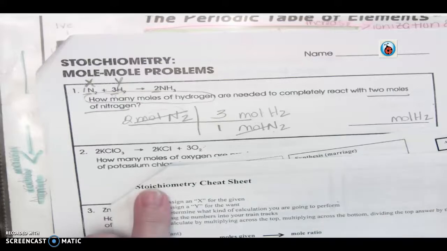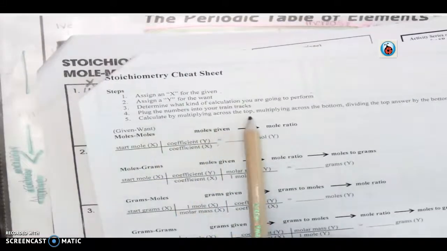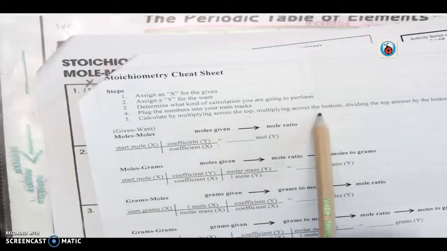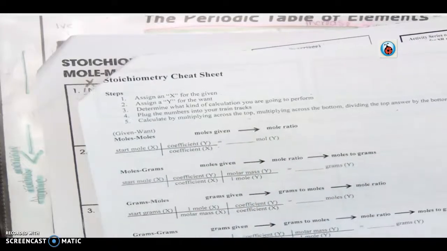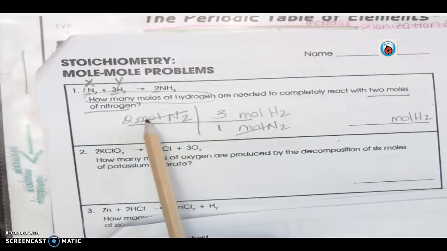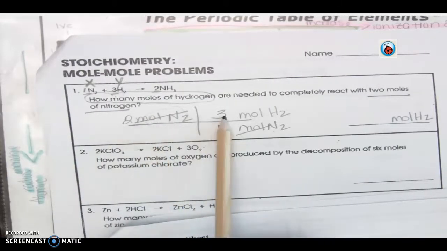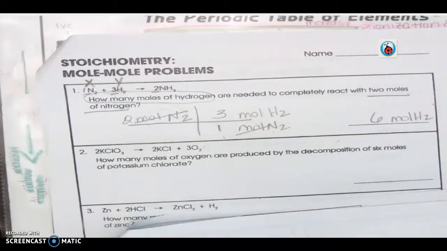I'll be left with moles of hydrogen gas. And now I'm ready to calculate. And it's always calculate by multiplying across the top, multiplying across the bottom, and dividing the top answer by the bottom answer. Okay, it tells you exactly what to do in our steps. Well, here, these are only 1-step problems, so 2 times 3 is 6, divided by 1 is still 6. So 6 moles of hydrogen gas. Okay, so pick out X and Y, and then they're easy to solve.